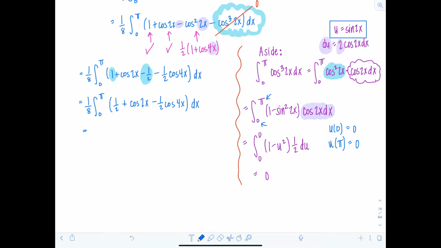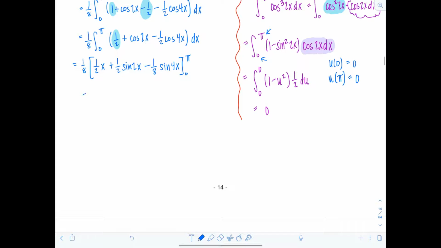So now it's time to anti-differentiate. Antiderivative of 1/2, that's 1/2 x. Antiderivative of cosine 2x, that's plus 1/2 sine 2x. And then antiderivative of negative 1/2 cosine 4x, I've got to divide by that 4, so it's negative 1/8 sine 4x. And this all gets evaluated from 0 to pi. And don't forget, oh my goodness, you thought I forgot, didn't you? Almost, there's that 1/8 sitting outside.